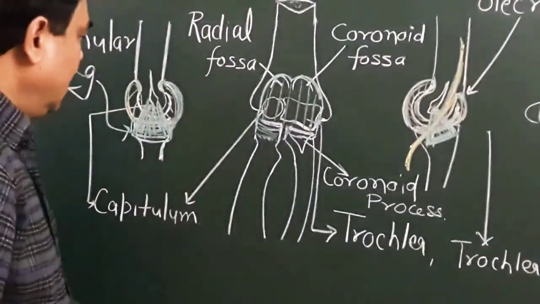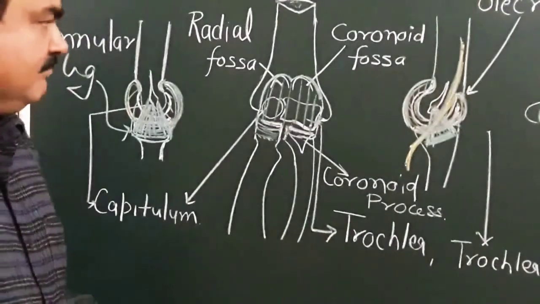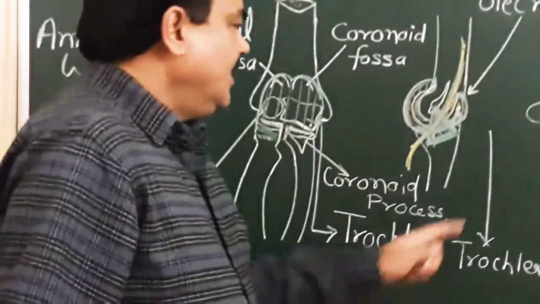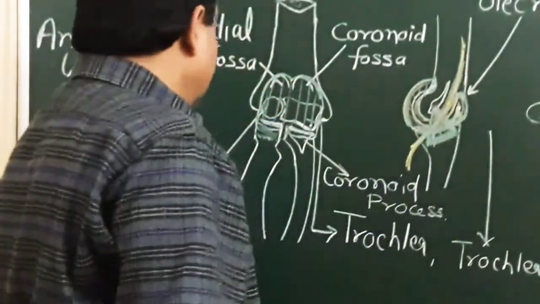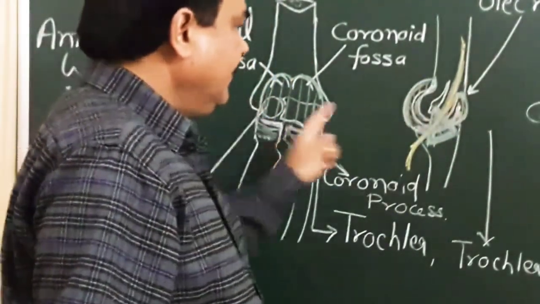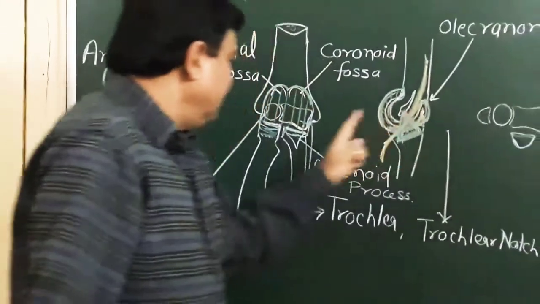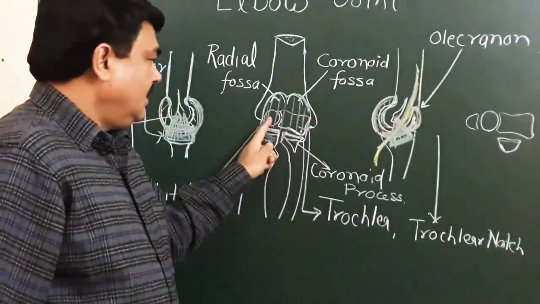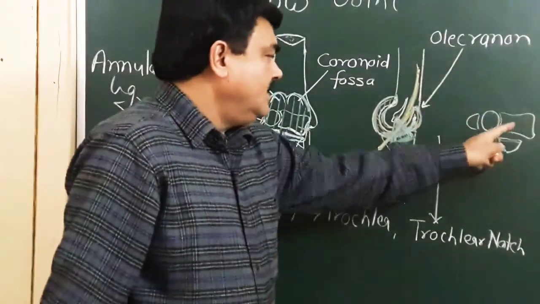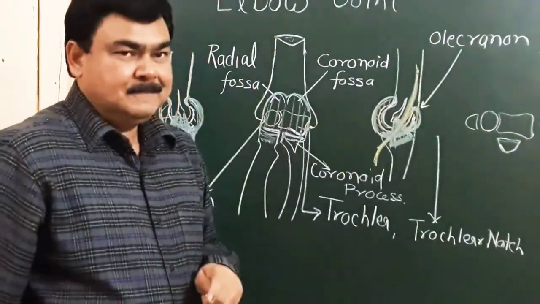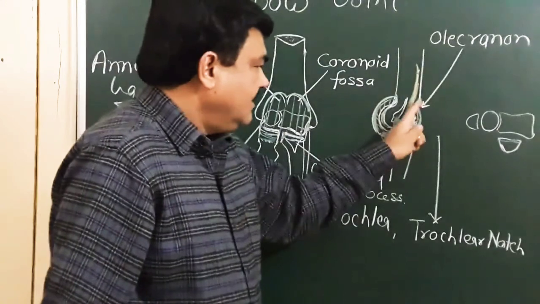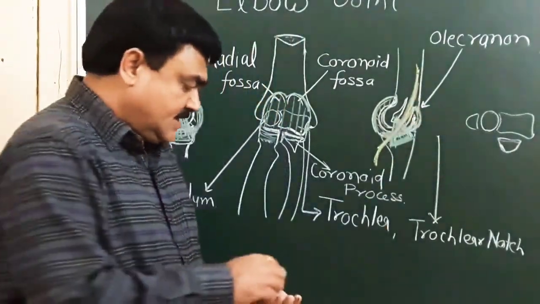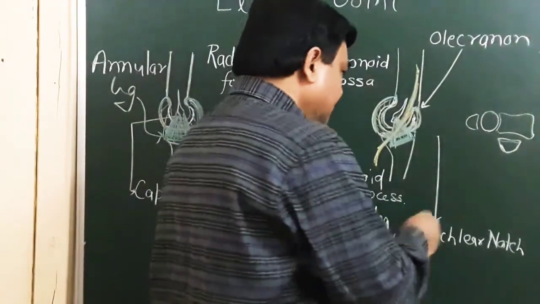Now, the relations of this joint. If you cut a transverse section at this level, you will find here the lateral epicondyle, this is the medial epicondyle. Here is the capitulum, this is the trochlea, and posteriorly, this is the olecranon process. Structures are attached to these structures.